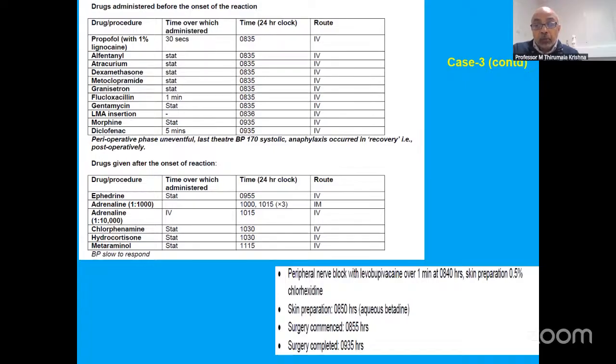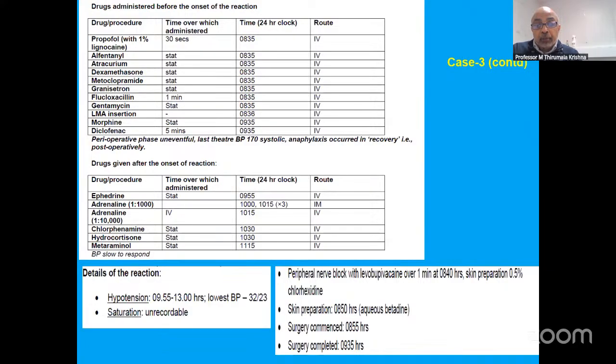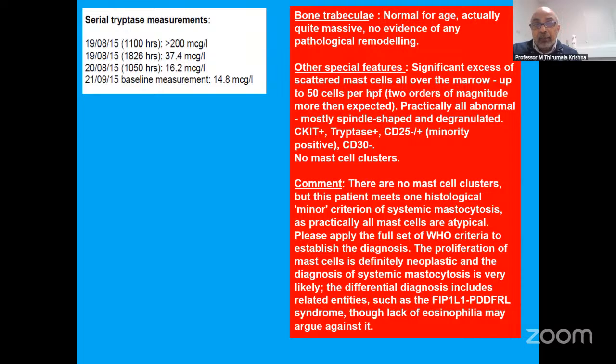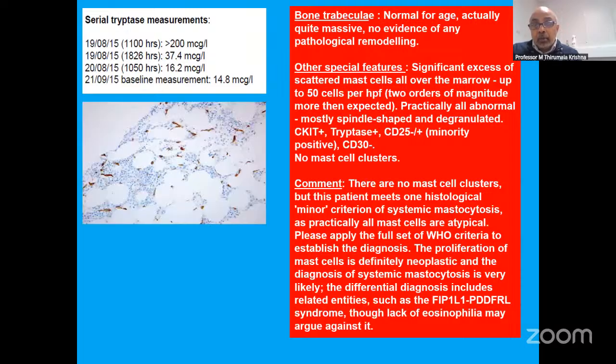Now take a look at the hypotension. Saturation was unrecordable. Blood pressure was 32 over 23. So that's how serious this can be. Look at the tryptase measurement. Acute tryptase was more than 200, and the baseline tryptase was slightly elevated at 14.8. So this patient had all the tests done, and they were all negative. And here the index of suspicion was on diclofenac.